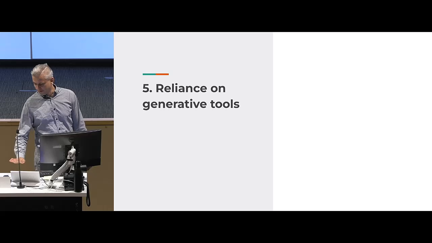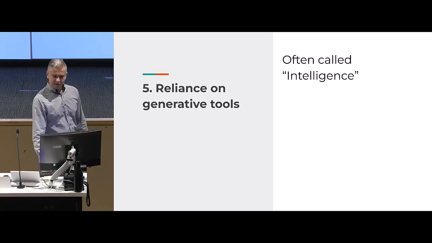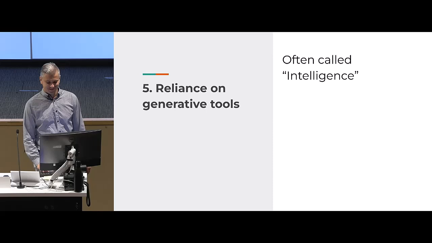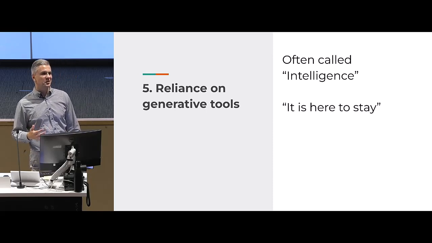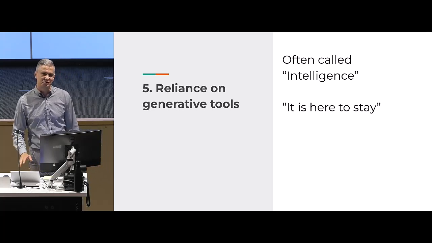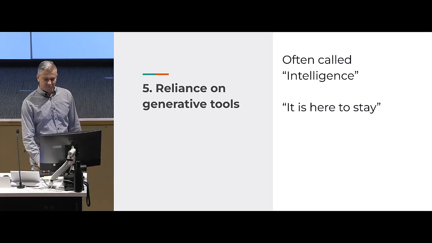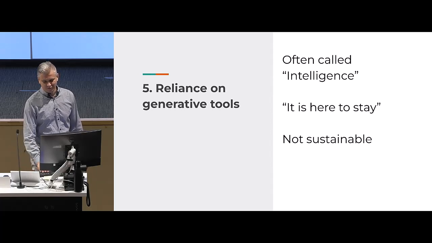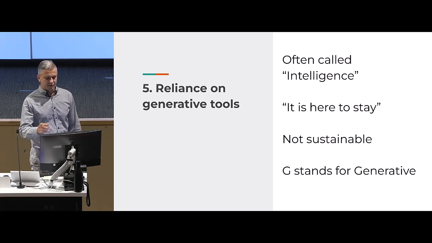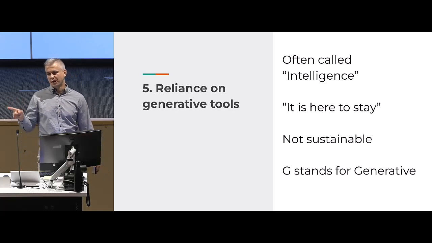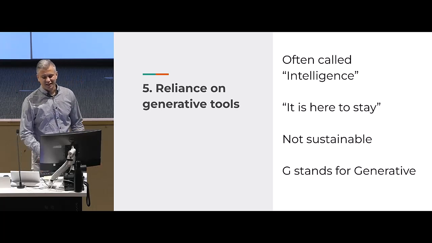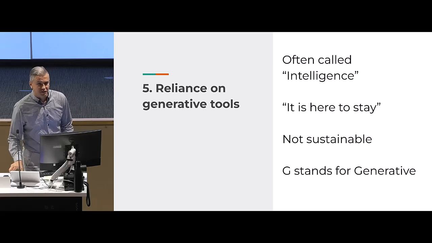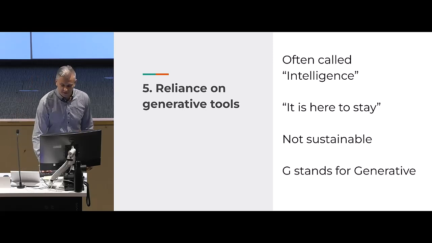Reliance on generative tools. Hey, halfway through we hit AI. Often called intelligence. It's here to stay. Are you ready? We're going to do a few. I ask ChatGPT. I don't use ChatGPT very often because I think it's not sustainable. You can read more about it online. But one thing I want you to remember when you're using Gemini, ChatGPT, any other tools is that G stands for generative. It was built to generate things.